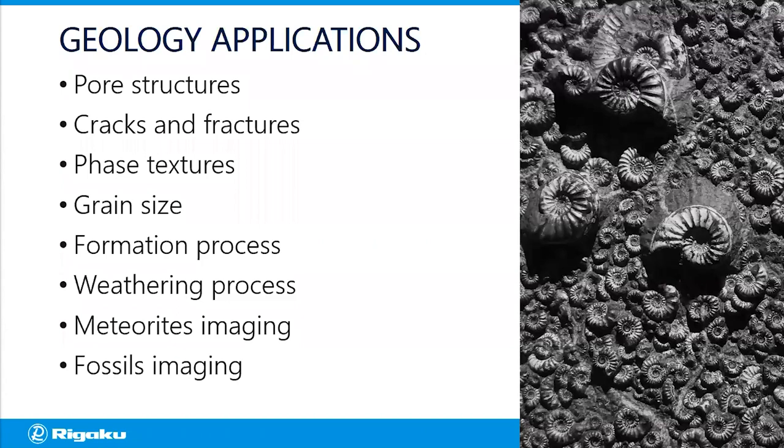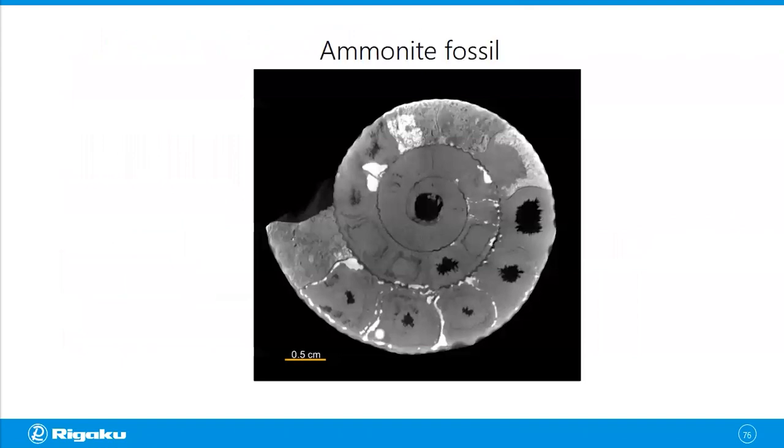Now, let's take a look at an example of a fossil. So this is a CT cross-section of an ammonite fossil. And what we are looking at here actually is not the original shell of the ammonite that was preserved. Most of the things, the gray things we're looking at here, are just the minerals that fill the inside and outside of the ammonite shell. And what's left behind is the imprint of the original ammonite shell.